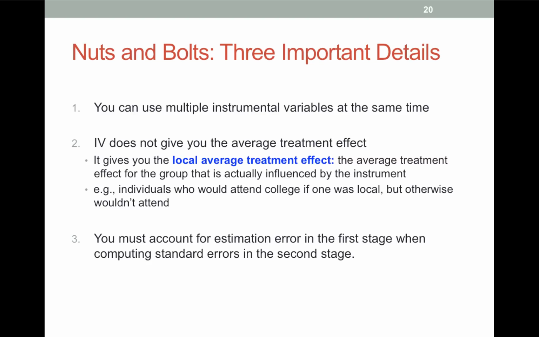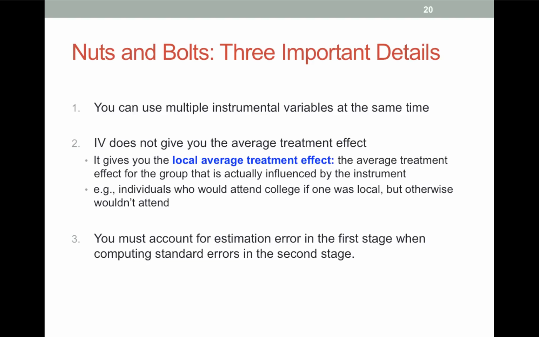For example, when we looked at distance to nearest school as an instrument, what we get with the IV estimate is only the estimate for the individuals that were affected by it. That is, the individuals who would attend college if one was local, but otherwise wouldn't attend. If you think this group might gain more or less from a year of college than individuals that would go to college no matter what, then the local treatment effect is going to differ from the average treatment effect.